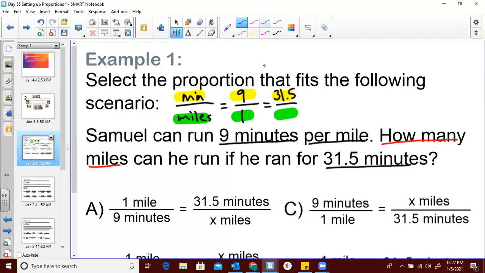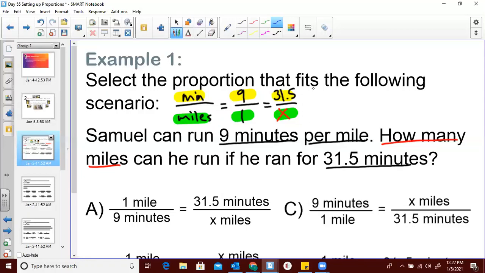Now let's look for what it's asking. It's asking how many miles. Well, I don't know how many miles, so I'm going to use a variable. All right, just remember, wherever you put minutes, it has to be consistent. And you'll see why when we do this one.